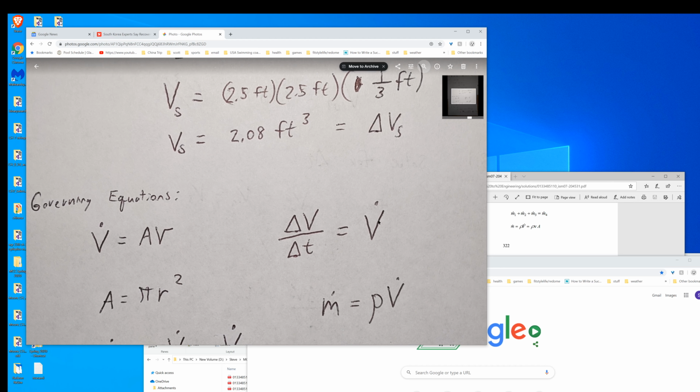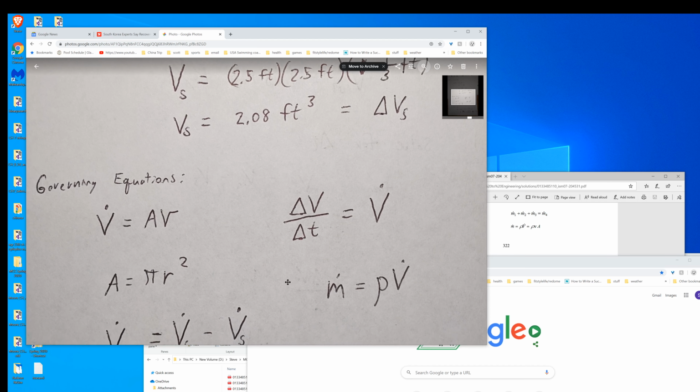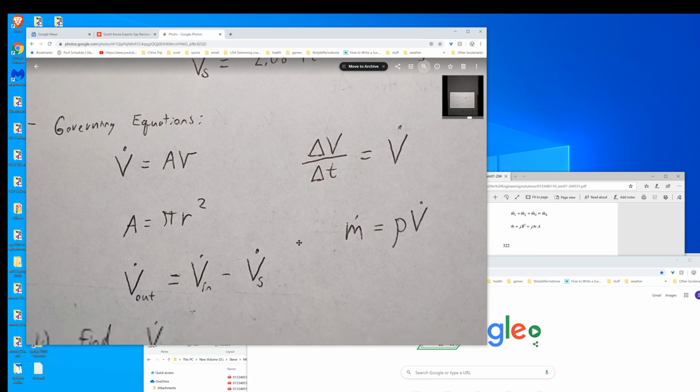And here is volume flow rate defined. It's just the change in volume with respect to time, delta V over delta t. It's constant, so we can write it in this form. So in terms of the volume flow rate, how is it flowing out? It's just going to be whatever's coming in minus whatever volume flow rate I called delta VS, which is what's filling the shower tub.